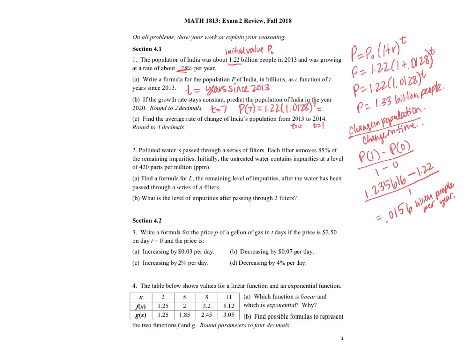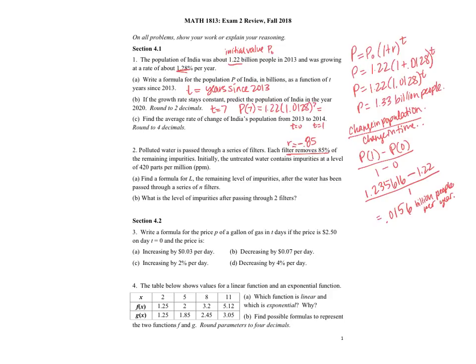Okay. Number 2 says polluted waters pass through filters. Each filter removes 85%. And initially, the untreated water contains 420 parts per million of impurities. So the filter is removing 85% of the remaining impurities. So in other words, the rate, R, is equal to negative 0.8. Whoops. Let's see here, I'll get a good eraser here. Okay, let's try that again. So it's removing 85%, or in other words, you could think of it as 15% is staying.